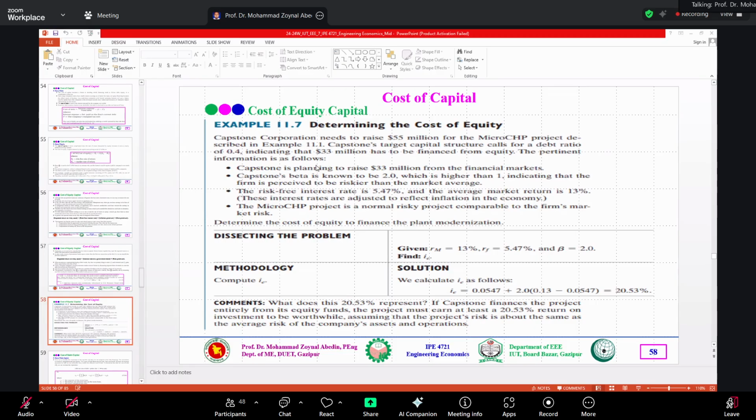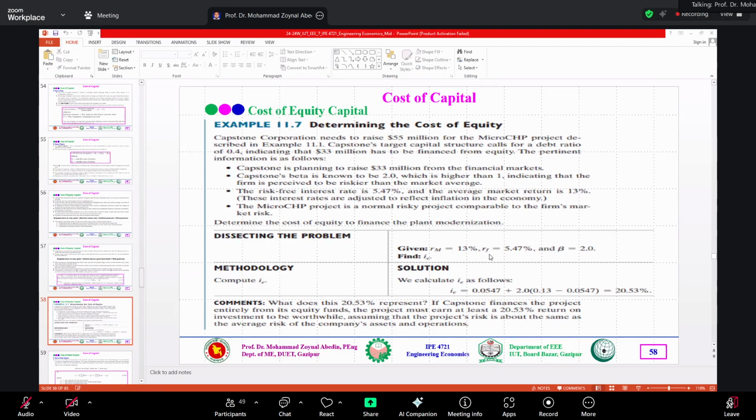The pertinent information is as follows. Capstone is planning to raise 33 million from the financial market. Capstone's beta is 2, which is higher than 1, indicating that the firm is perceived to be riskier than the market average. The risk-free interest rate, RF, is given as 5.47%, and the RM is given as 13%. And the micro CSP project is a normal risky project compared to the firm's market risk. Determine the cost of equity.